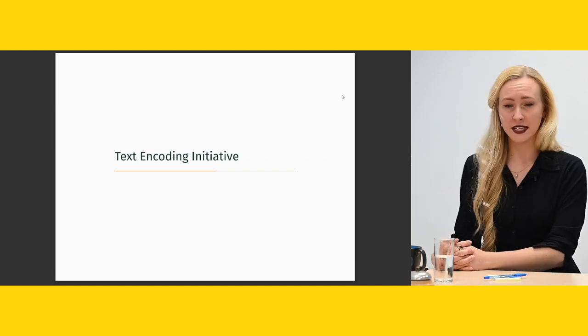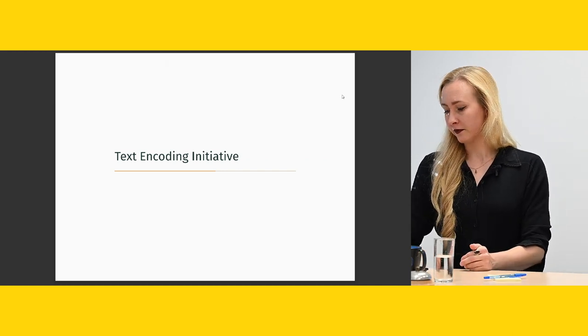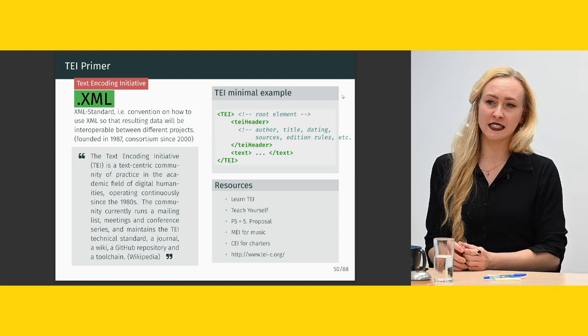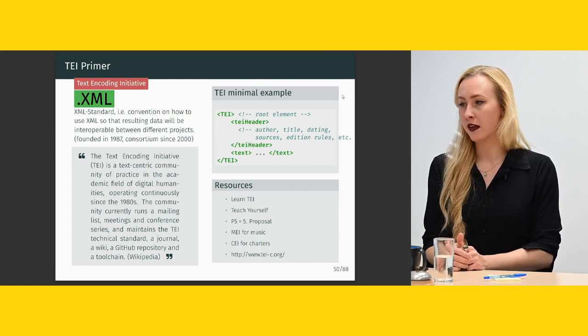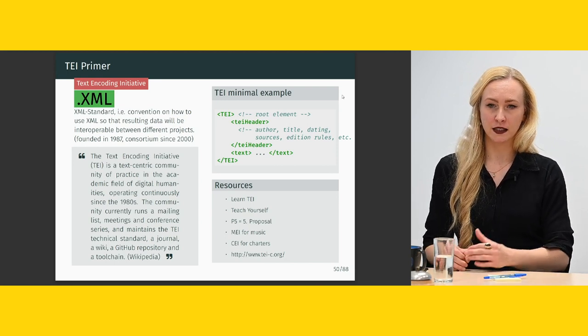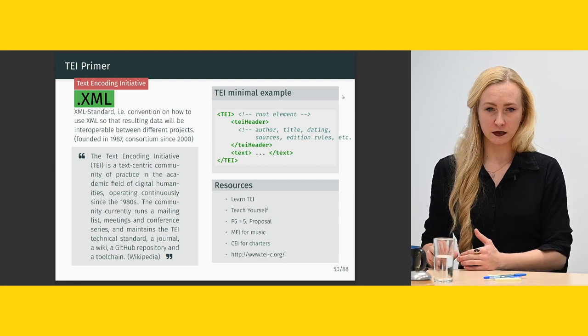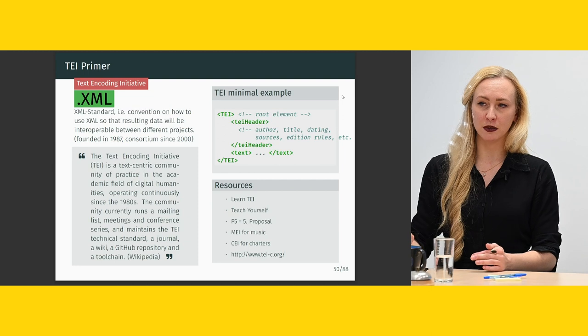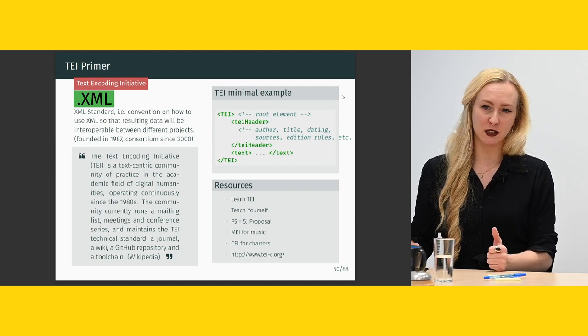Yeah, so finally, Text Encoding Initiative. So I already told you the Text Encoding Initiative is a standard for XML. So the file ending remains XML. So it's still of the data type XML. It just follows a standard. And the fact that it does follow a standard would also be included in the so-called namespace.